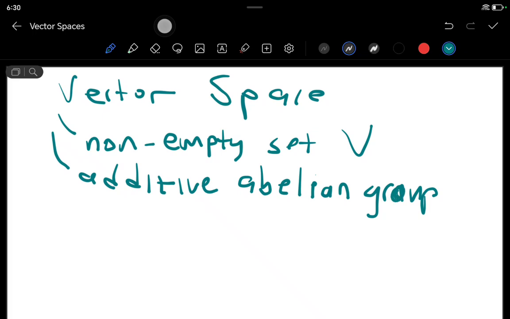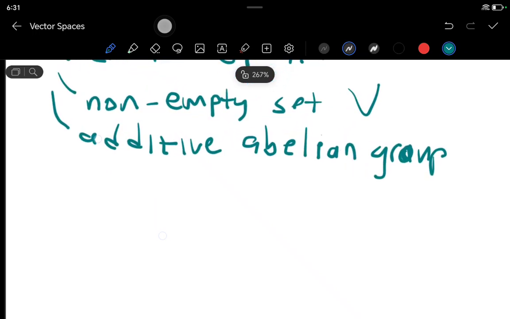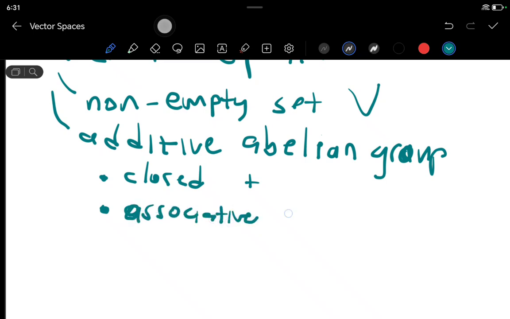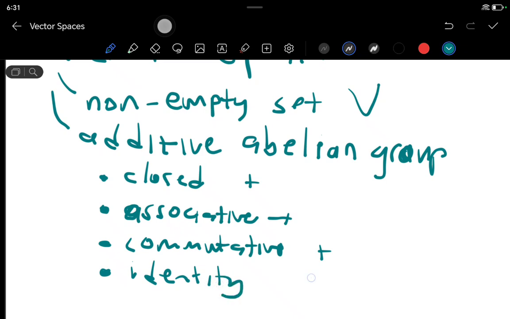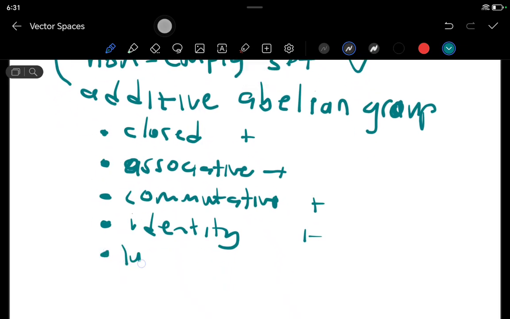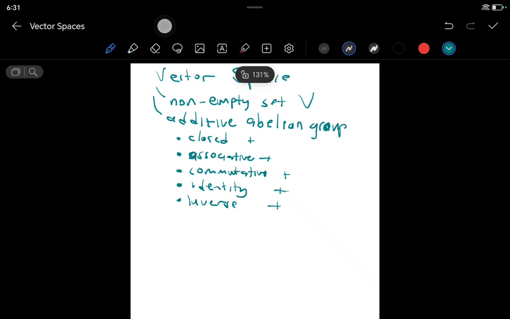Since we know that this is an additive abelian group, it means that it should be closed under addition, associative under addition, commutative under addition, the identity should exist under addition, and lastly the inverse should exist under addition. These are the 5 properties of an additive abelian group.